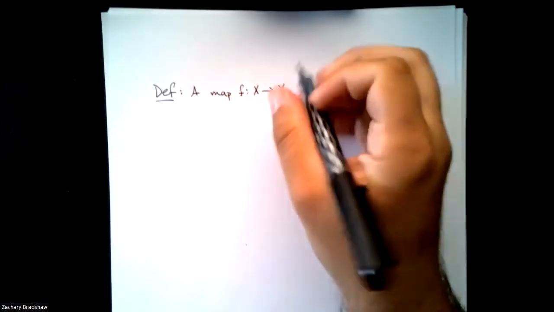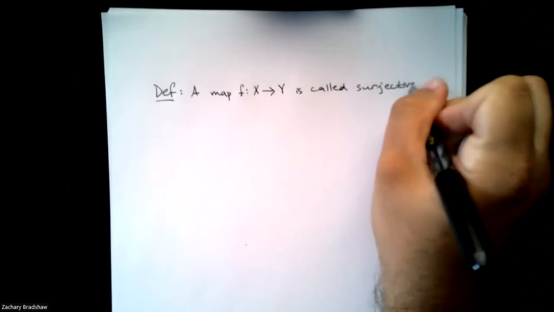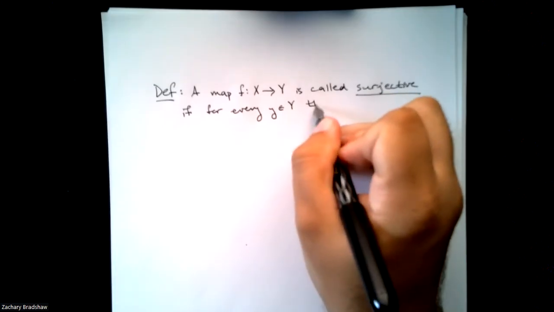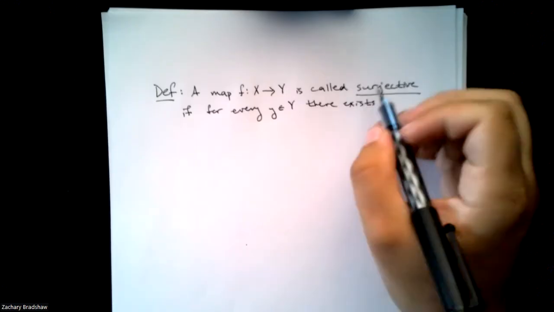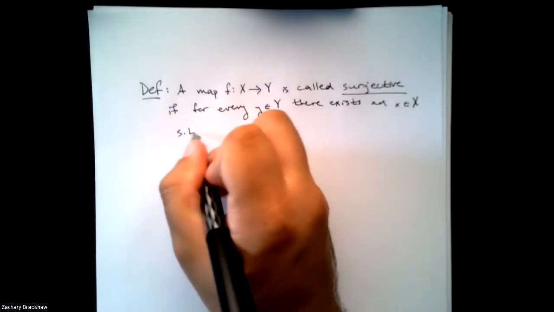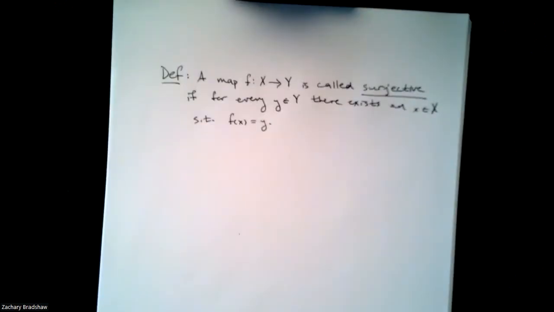So we need the following definition. A map f from X to Y is called surjective if for every y in Y there exists an x in the set X such that f of x is equal to y. Okay, so in other words, every element of the range is hit by the function f.